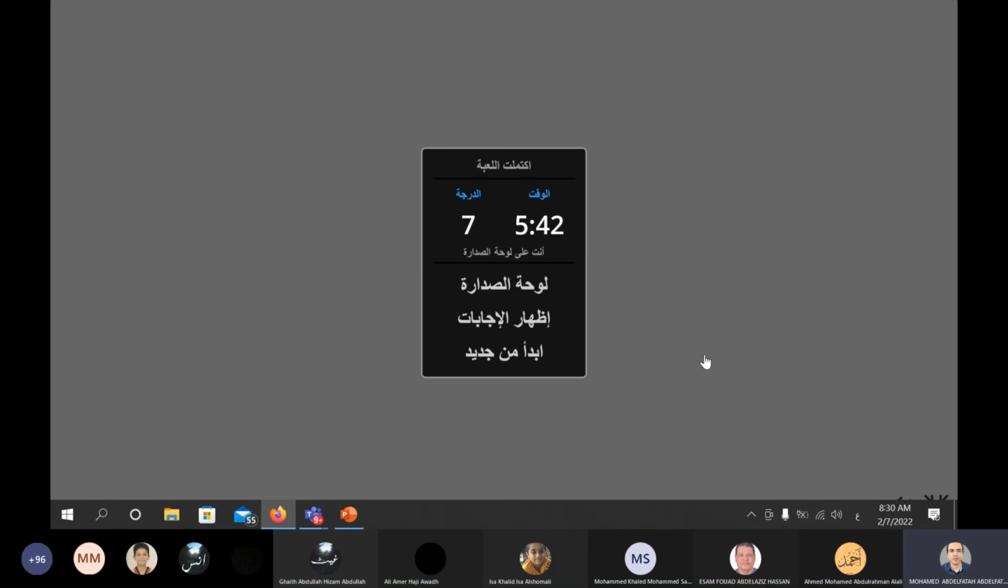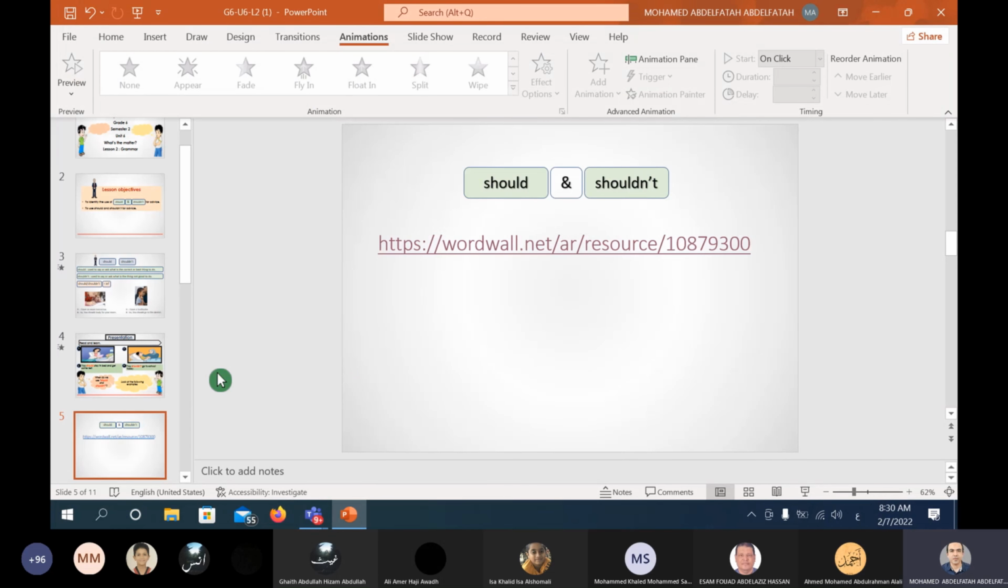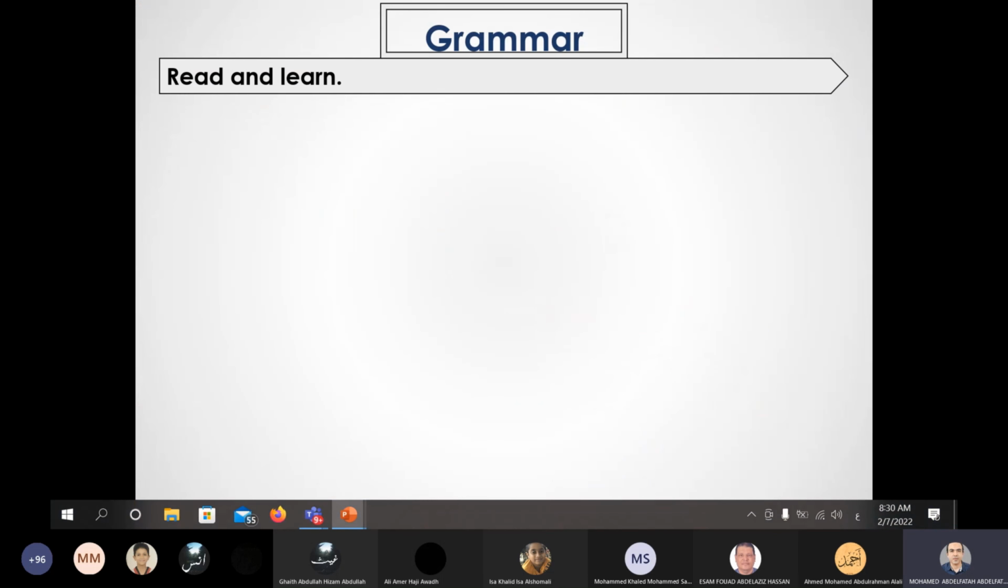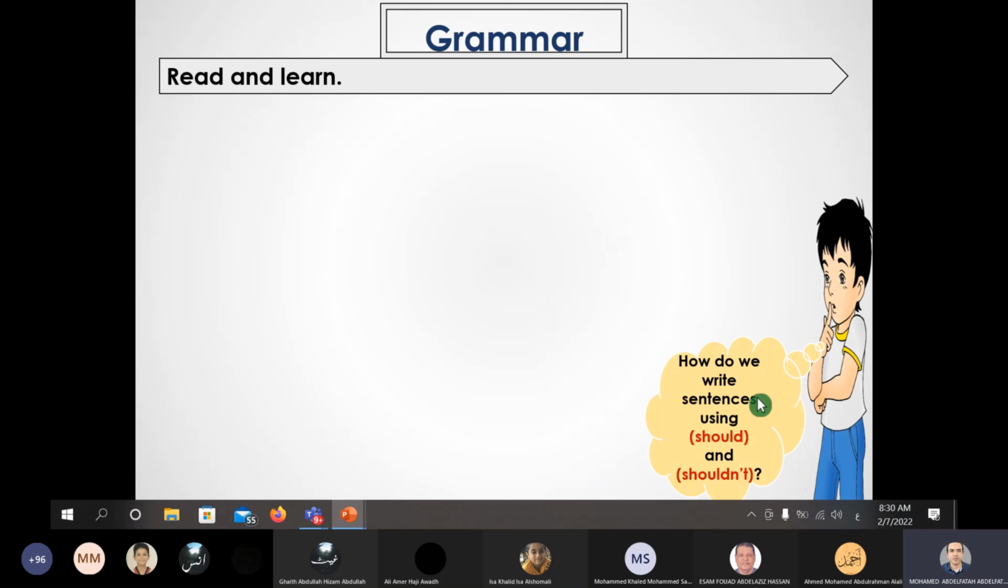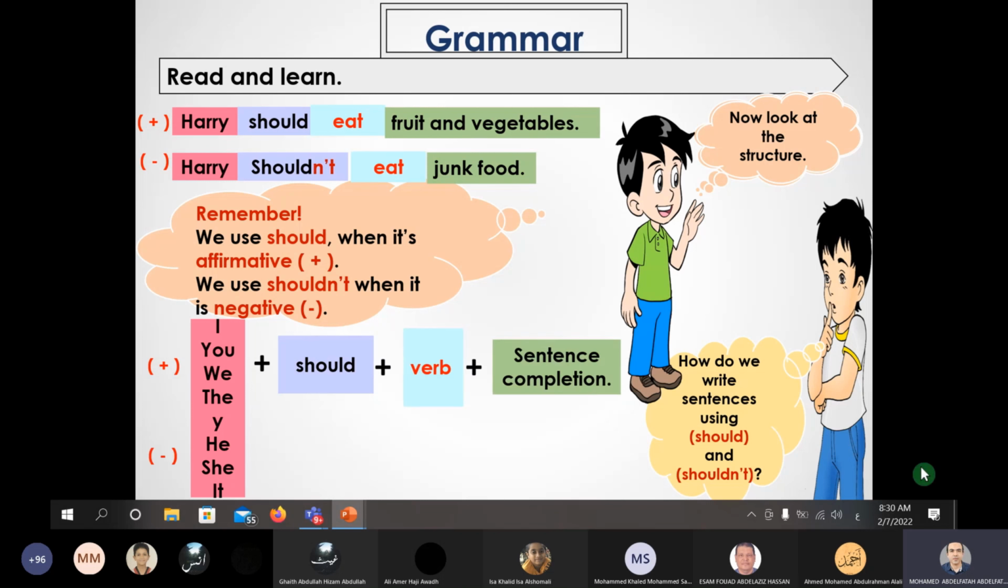Good. Now, students, let's go to the next part in our lesson today, which is grammar. Let's have a quick review on how to use should and shouldn't. How do we write sentences using should and shouldn't? At the beginning, I told you that we use should and shouldn't for advice. The next rule was we use the infinitive after should and shouldn't. What is the infinitive? It's the main verb.